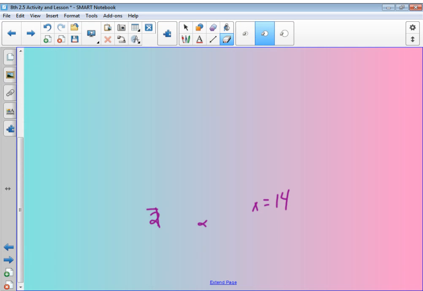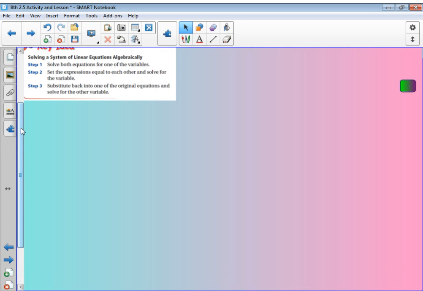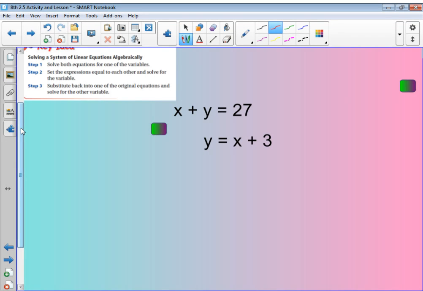Erase the rest of this down here. Okay, so let's go ahead and pull out another equation. So here we go. We've got x plus y equals 27, and y equals x plus 3. Looking through our steps, our first step is to solve so that both equations have one variable by itself. This one already has y equals. Let's work this equation to get it to say y equals. Right now I have x plus y equals 27. To get it to say y equals, we have to get rid of our x. So minus x.